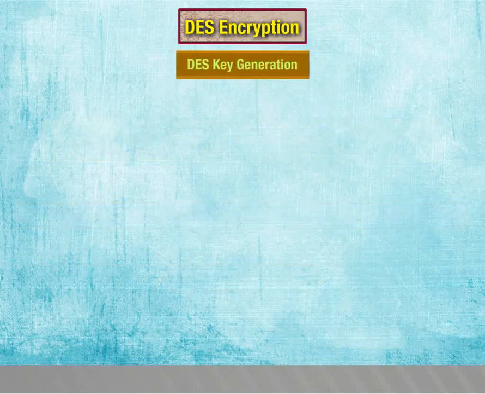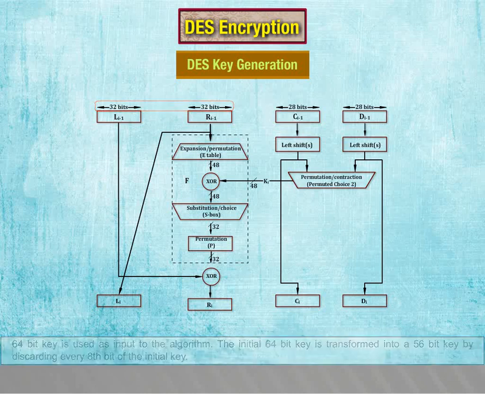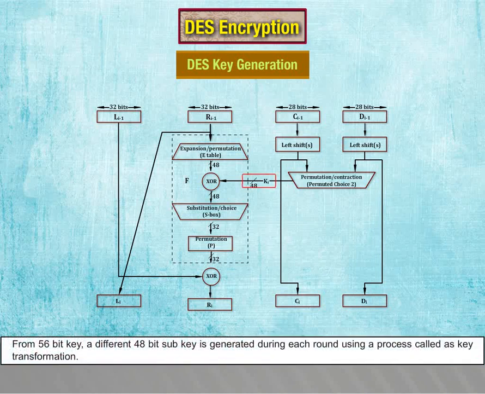DES key generation. The 64-bit key is used as input to the algorithm. The initial 64-bit key is transformed into a 56-bit key by discarding every 8th bit of the initial key. From the 56-bit key, a different 48-bit subkey is generated during each round using a process called key transformation.